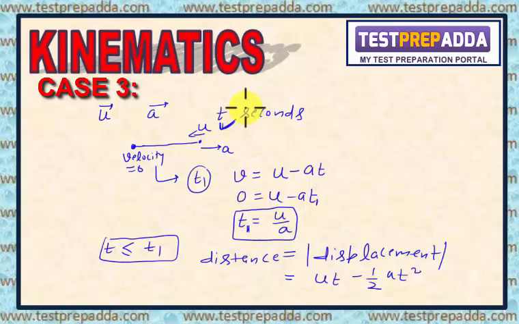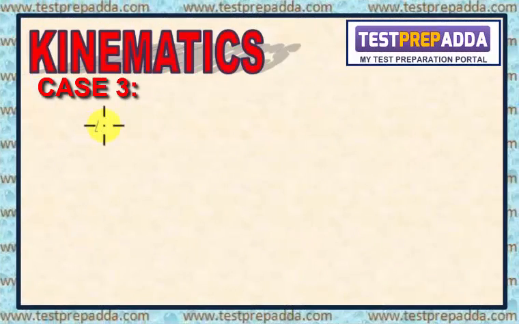But there is another possibility. If the given time t is greater than t1, this means the particle starts from velocity u in the direction opposite to acceleration. So here the velocity becomes 0.